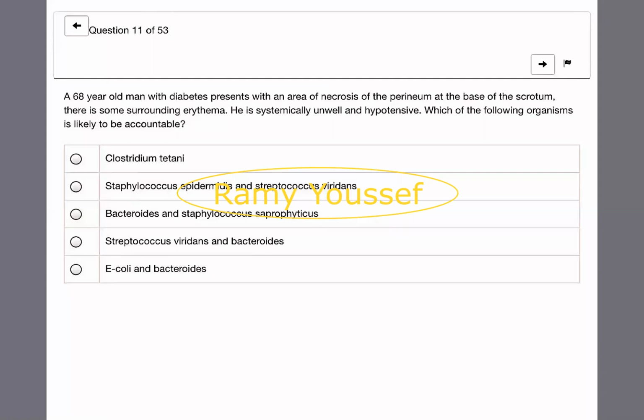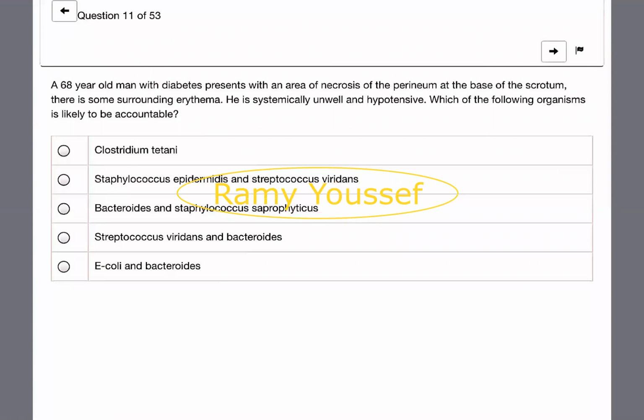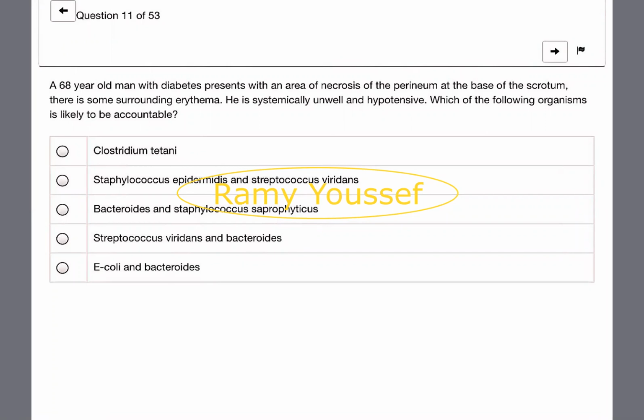A 68-year-old man with diabetes presents with an area of necrosis of the perineum at the base of the scrotum. There is some surrounding erythema. He's systemically unwell and hypotensive. Which of the following organisms is likely to be accountable? Okay, diabetes with necrosis of the perineum and the scrotum, surrounding erythema, systemically unwell and hypotensive. Sepsis, so you have shock and sepsis because of infection. What is your diagnosis here?